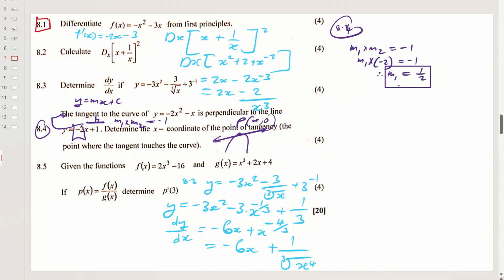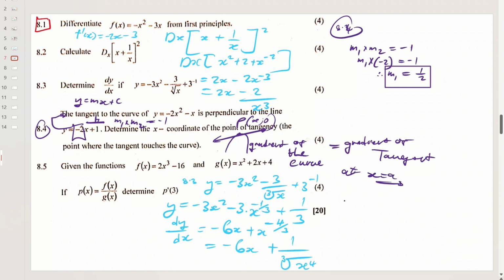Since this is the gradient of a tangent, remember, I said that the gradient of the curve is the same as the gradient of the tangent at x is equal to a. So I'm just going to put a constant. Always remember that they are the same at that point.